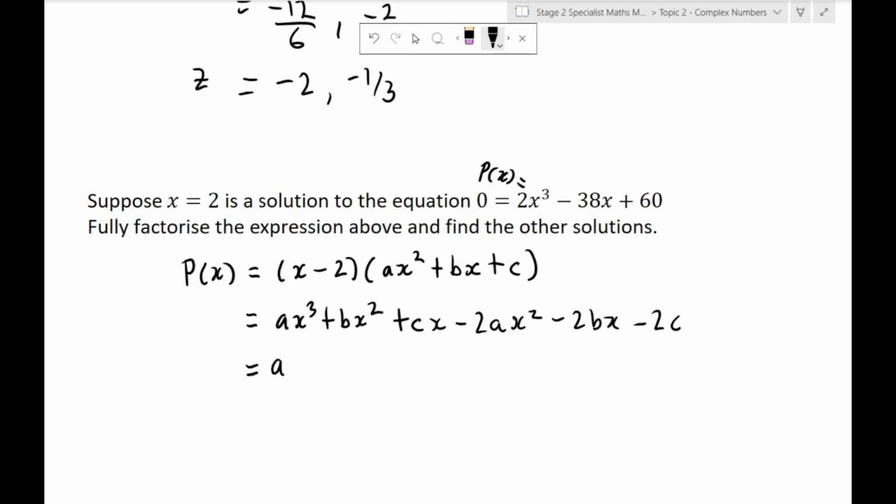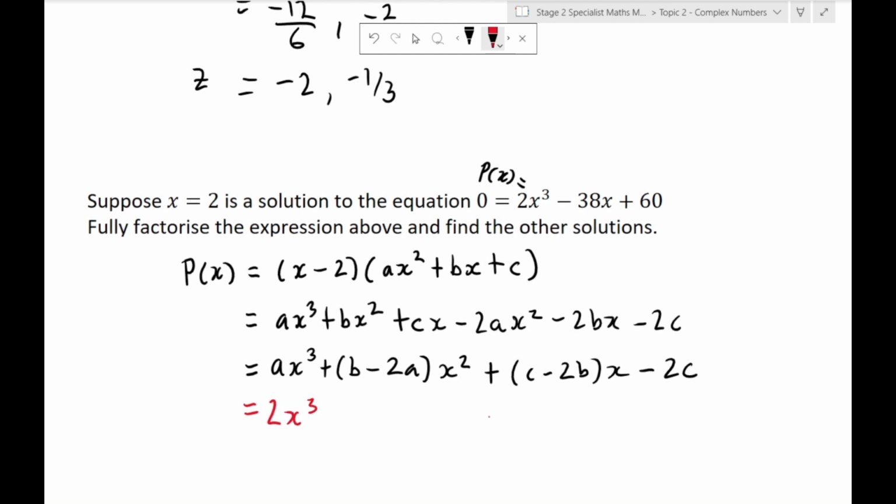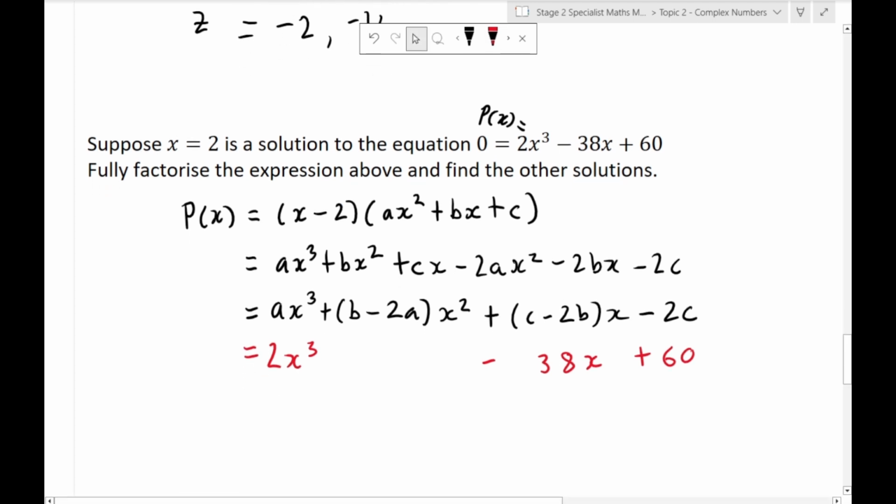All right, so let's collect our like terms: ax cubed, and what x squareds do I have? I think it's (b - 2a) x squared, and let's think about our x's, (c - 2b)x, and then we're going to take off 2c at the end. That's great. So now what we need to do is line it up with our original polynomial. Our original polynomial was 2x cubed minus 38x plus 60, just like that. And there's no x squared term, that's why I've left a big gap there.